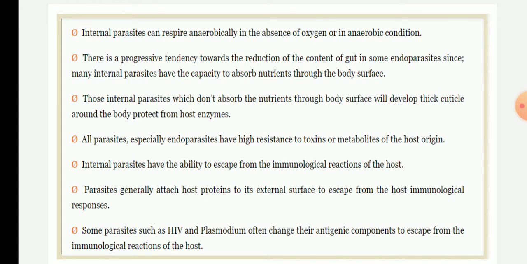The next adaptation observed is chemotaxis. The endoparasite has to face changes in the chemical environment inside the body of the host. So they have adapted to exhibit the phenomenon termed chemotaxis, which allows them to find their way and respond accordingly.